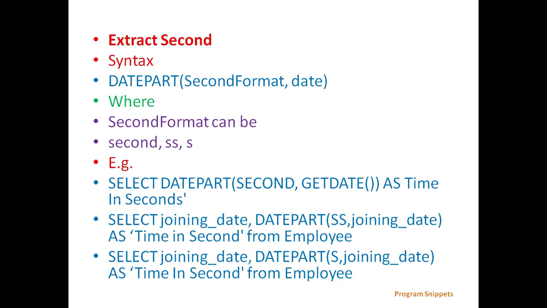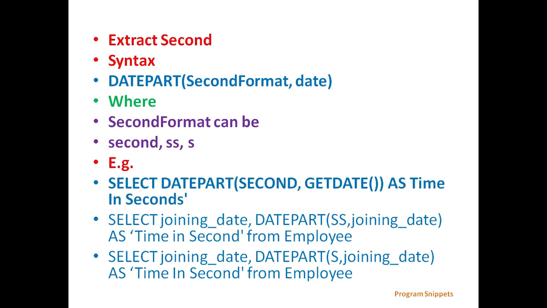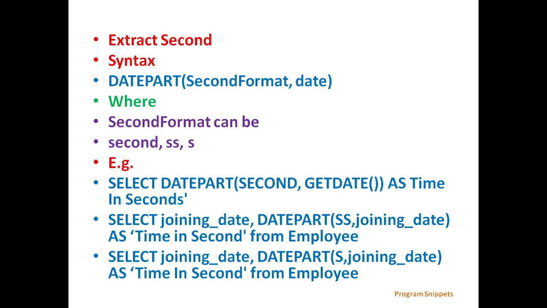Next is extract second. General syntax is DATEPART with parameters second format comma date, where second format can be second, ss or s. For example, SELECT DATEPART(second, GETDATE()) will return time in second, and if we give SELECT DATEPART(ss, joining_date) it will return time in second from the employees table for all the employees. We can also use s to extract the second.